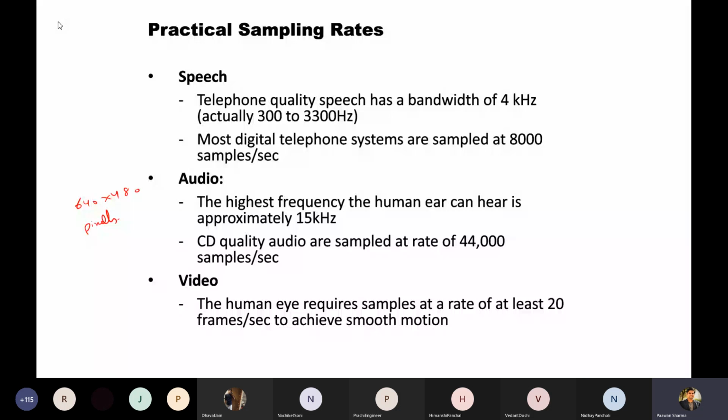Yeah, there was some network issue. Are we good? Am I audible? Am I audible?